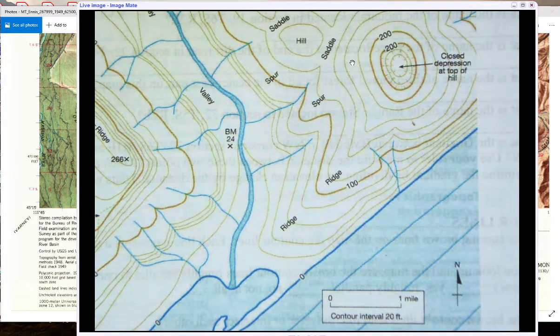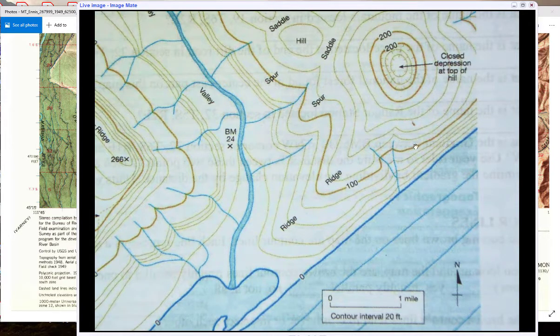Another feature of contour lines is this idea of a depression. Here, a closed depression, you'll see these contour lines that have hachure marks on them. These little tick marks are called hachures. When you see the hachure lines, that indicates that there's a hole there, or a depression, right?